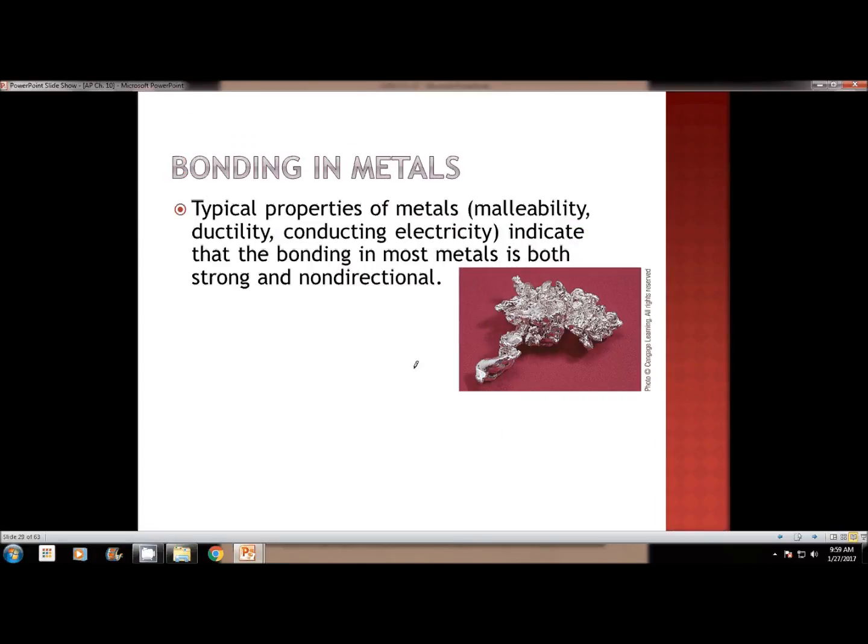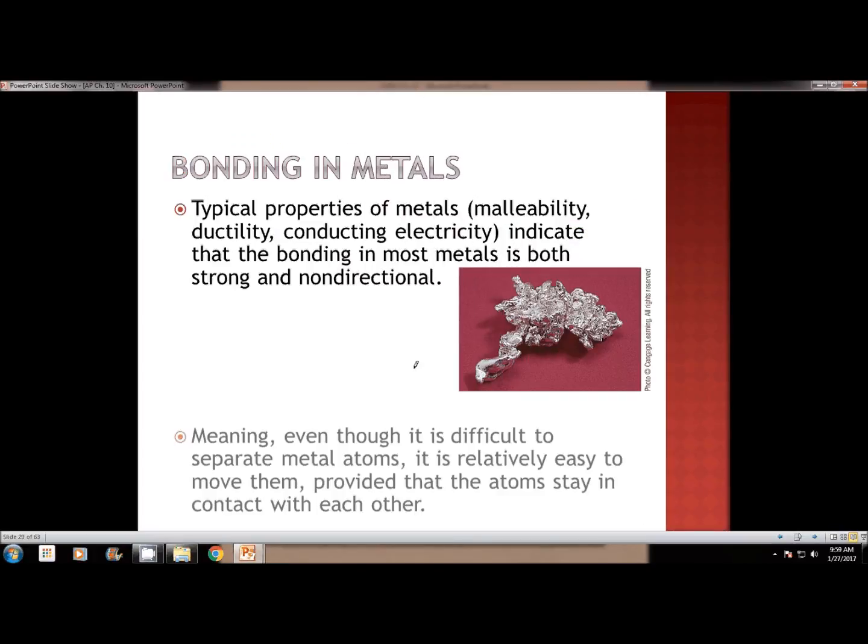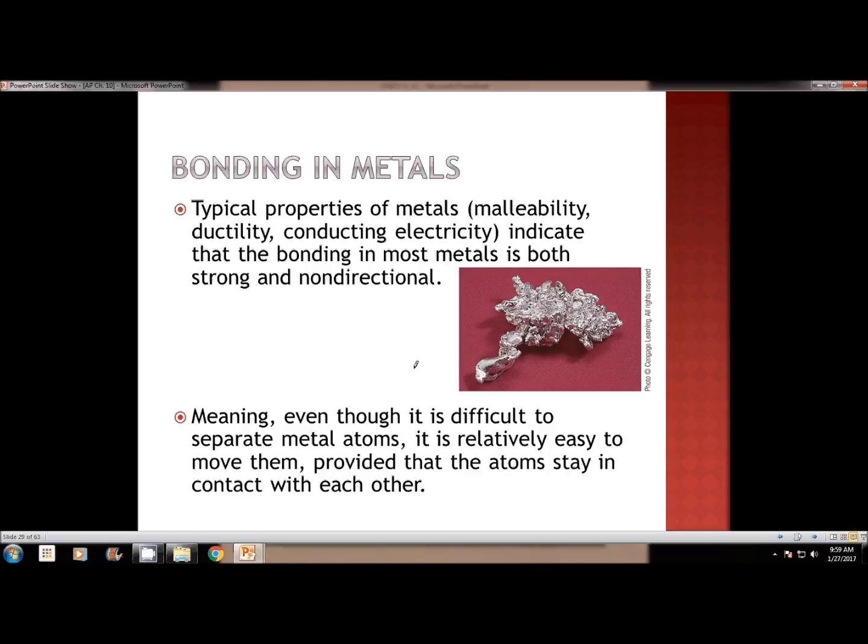To finish up, we just need to talk a little bit about the bonding in metals. So typical properties of metals, which could be like malleability, ductility, or conducting electric currents, indicate that the bonding in most metals is both strong and non-directional. Meaning that even though it's very difficult to separate the metal atoms, it's relatively easy to move them, provided that the atoms stay in contact with one another. That's why it can be reshaped and reformed in different ways.